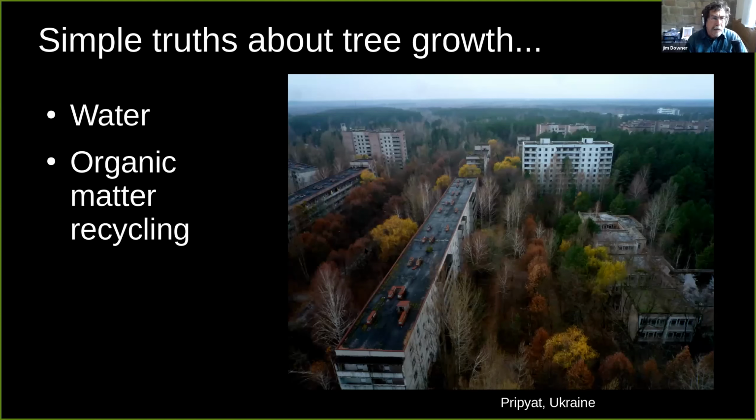But trees require water, and they require the recycling of their organic material. And we have those two things here in Pripyat. There's enough rainfall every year to supply these trees, or snow in the winter. And nobody's picking up the mulch. In fact, mulch accumulates a little bit faster in places with a lot of radionuclides in the soil because it doesn't break down so quickly. But the mulch is there to recycle nutrients. And so these trees have everything they need.